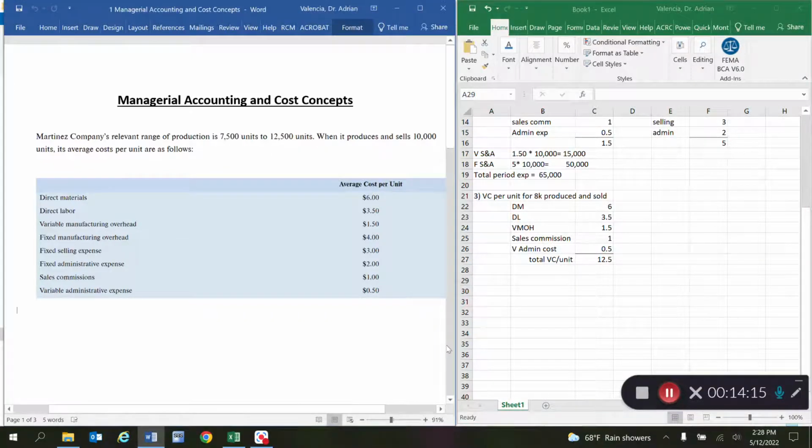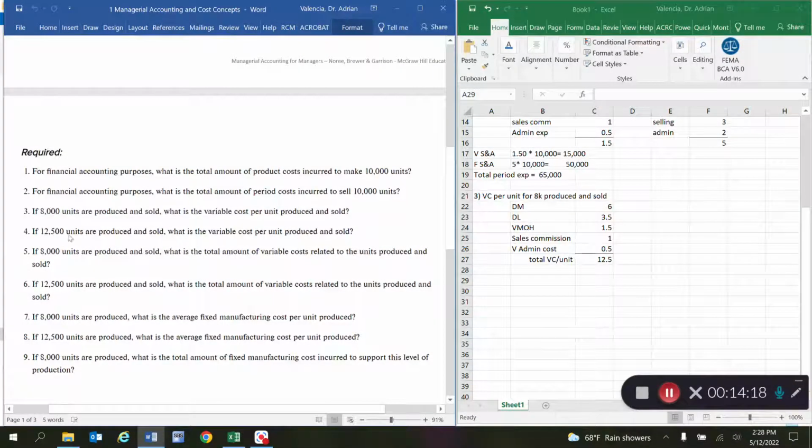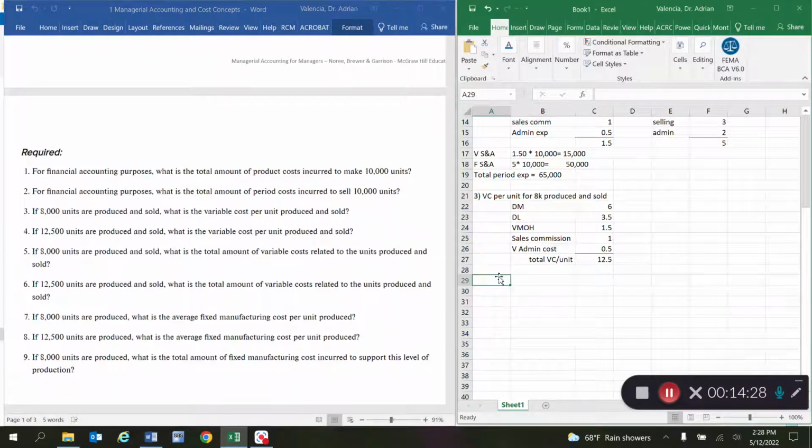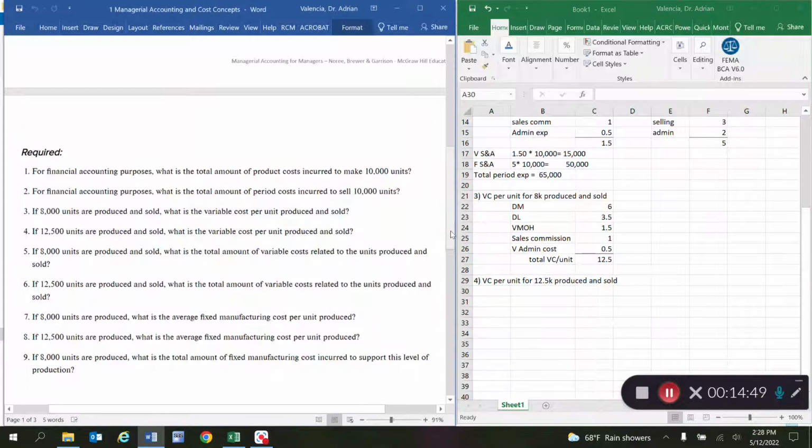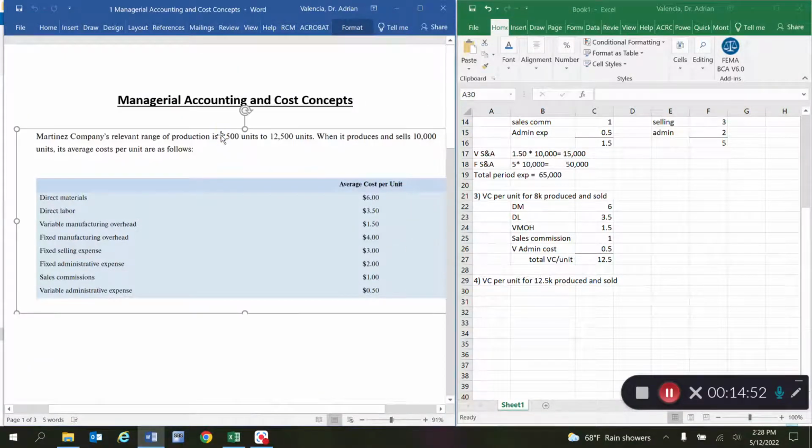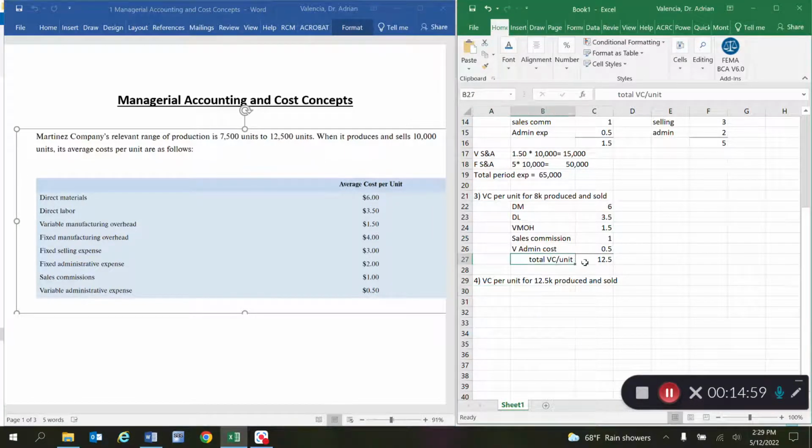Let's look now at question number 4. The question is, if 12,500 units are produced and sold, what is the variable cost per unit produced and sold? Okay, so you should be thinking at this point, what is the difference between 3 and 4? And if you said none, you are correct. Because whether you produce and sell 8,000 or 12,500, that's still in the same cost structure range these numbers are valid for. So in other words, it's the same thing. I could just copy this there if you wanted to, but it's really the same thing.